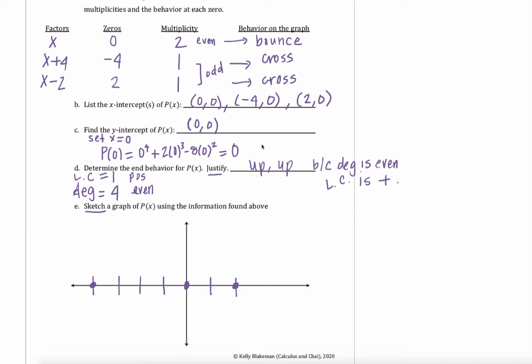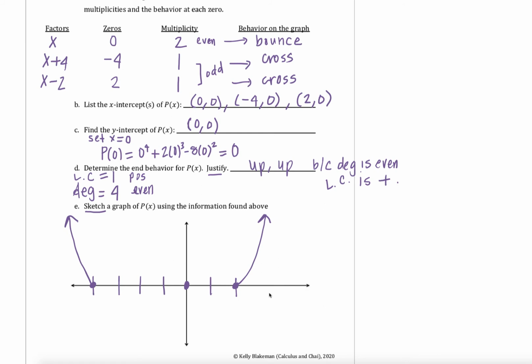From here, we're going to use the end behavior. So up and up means that from the far left side, the graph goes up, and from the far right side, the graph goes up. So from my leftmost x-intercept, which is the -4, the graph is going to go up from there. And from my rightmost x-intercept, which is at +2, the graph is also going to go up from there. So that is that end behavior of up and up.